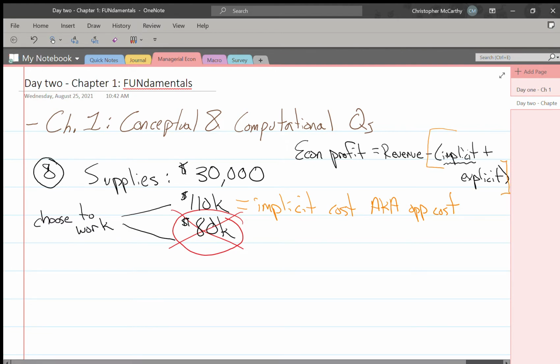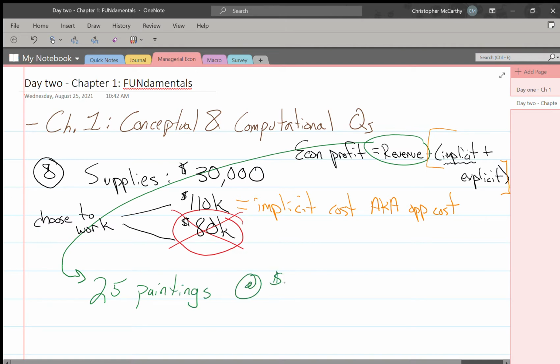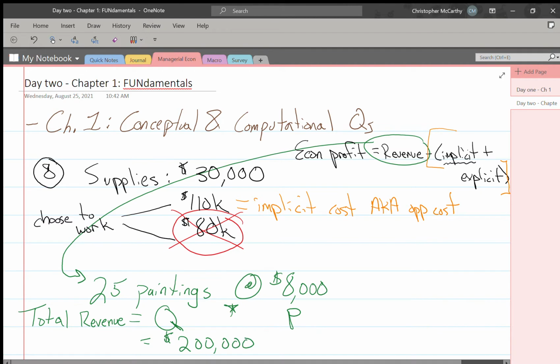We're also given some more information that's going to help us fill out the revenue bit. We need to figure out what's going on with revenue, right? So we're told that she estimates that she's going to sell 25 paintings and she's going to charge $8,000. In order to get our revenue, we're going to need to multiply quantity and price. Quantity times price is going to equal my total revenue, 200,000.